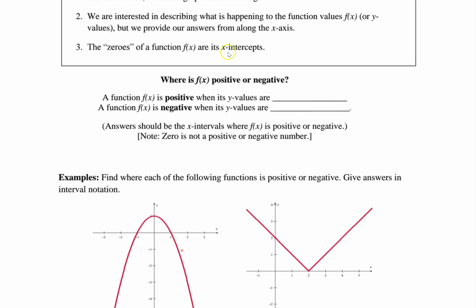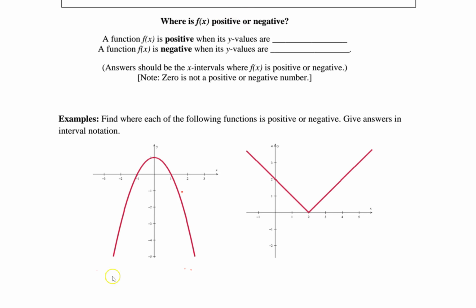The zeros of a function, f of x, are its x-intercepts, right? So there's zeros over here. Those are the zeros, the x-intercepts, also known as roots. So let's talk about how to figure out when a basic function is negative or positive. So when's a basic function like this positive? Well, when it's above the x-axis. When it's negative, it's below the x-axis.